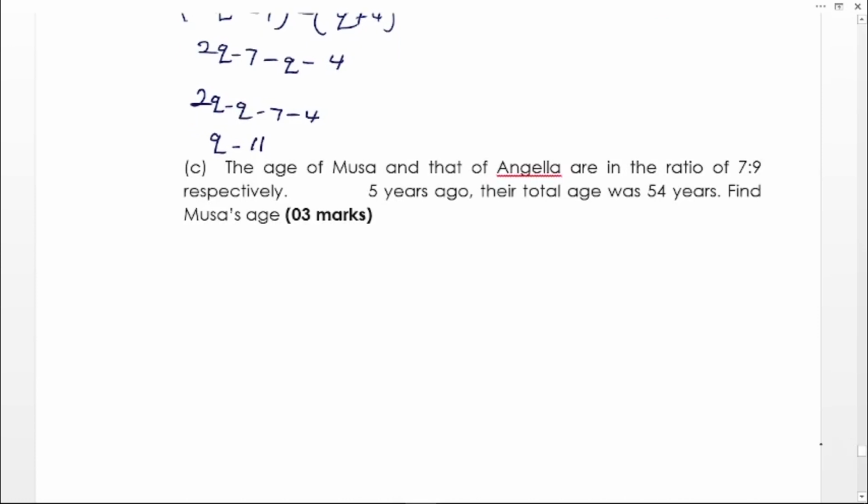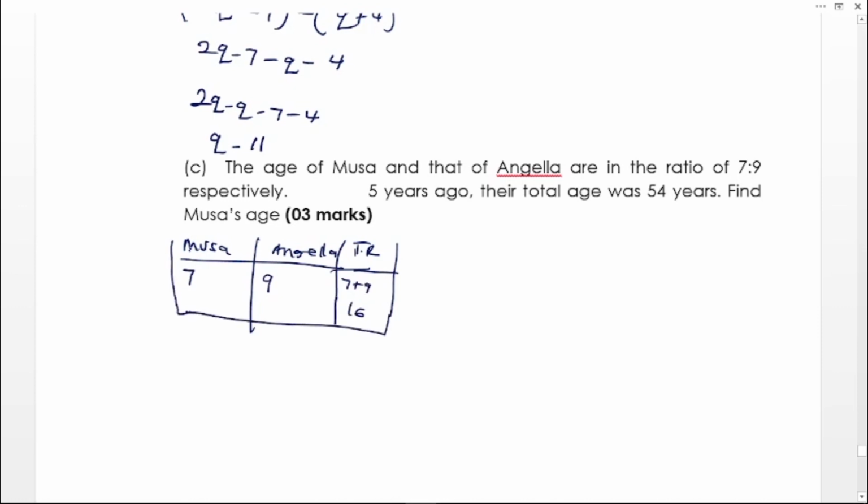Part C. Part B, the average of the age of Musa and that of Angela are in the ratio of 7 to 9. So we are having our Musa and we are having our Angela. Now we have their total ratio. So total ratio, these are the total parts they share. Musa is taking 7 parts and Angela is taking 9 parts. Then the total is going to be 7 plus 9, which is 16 parts here.